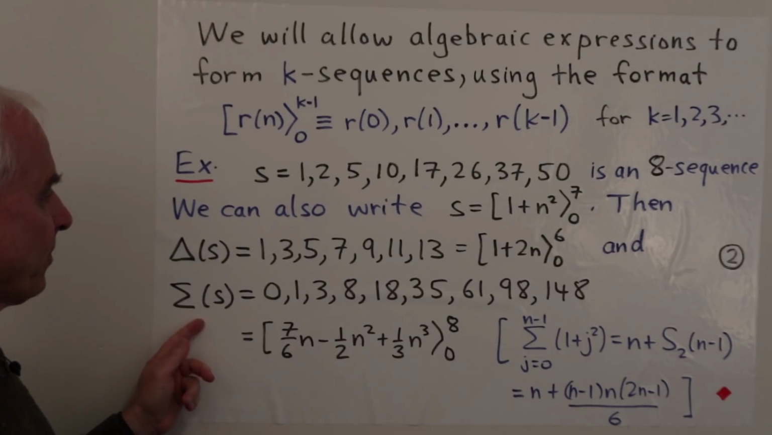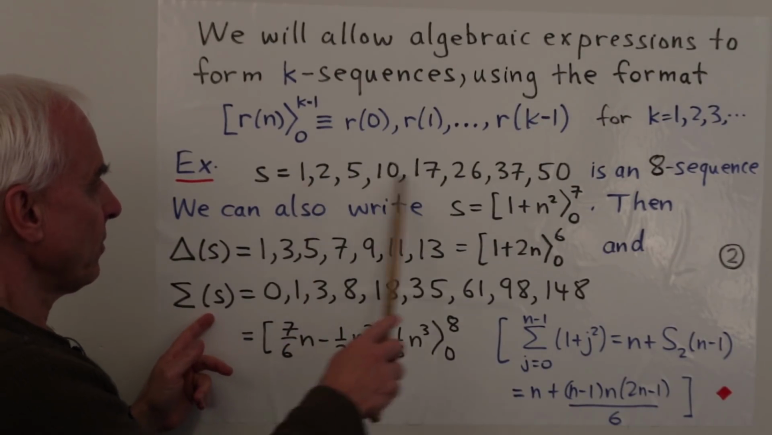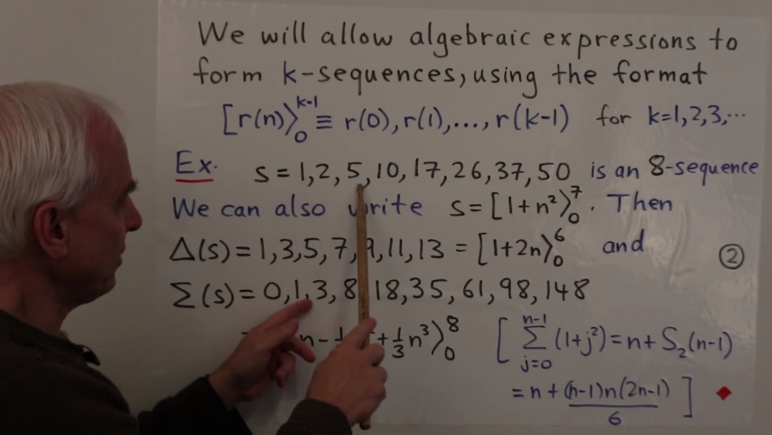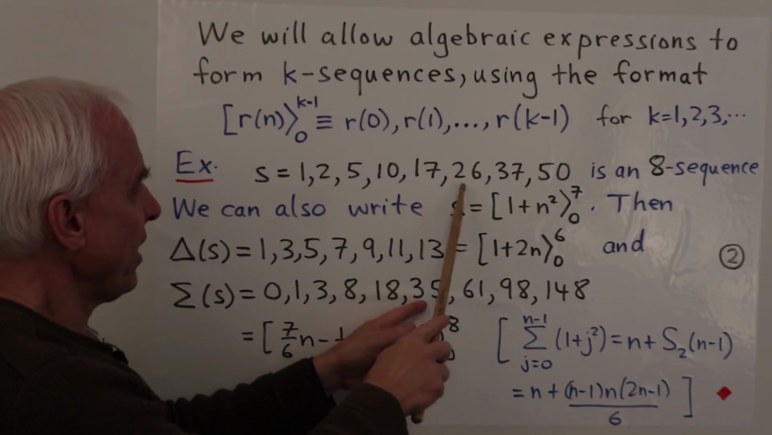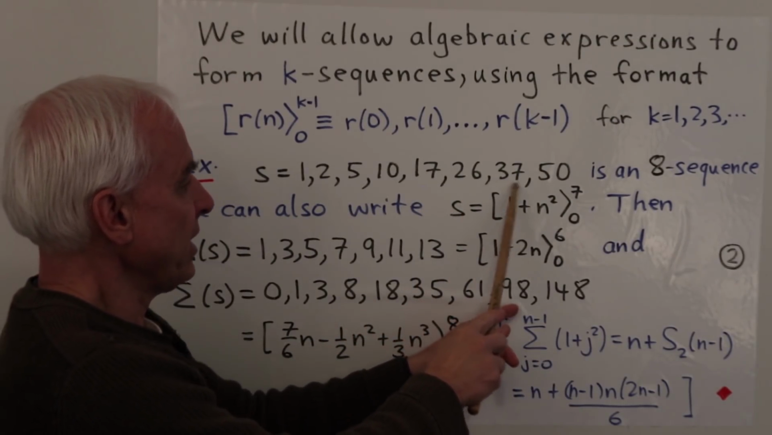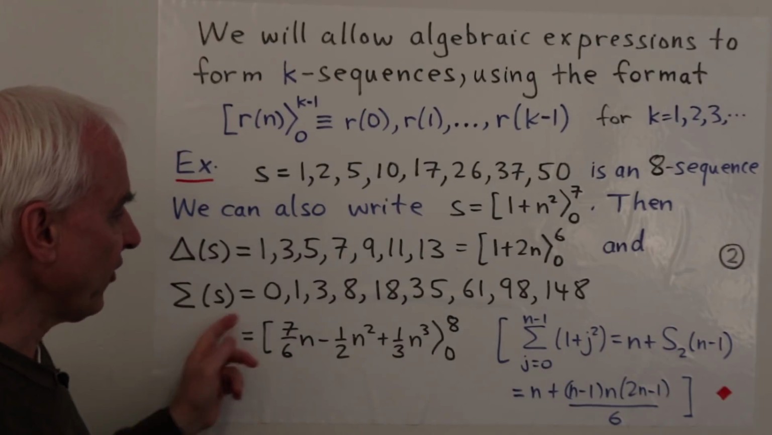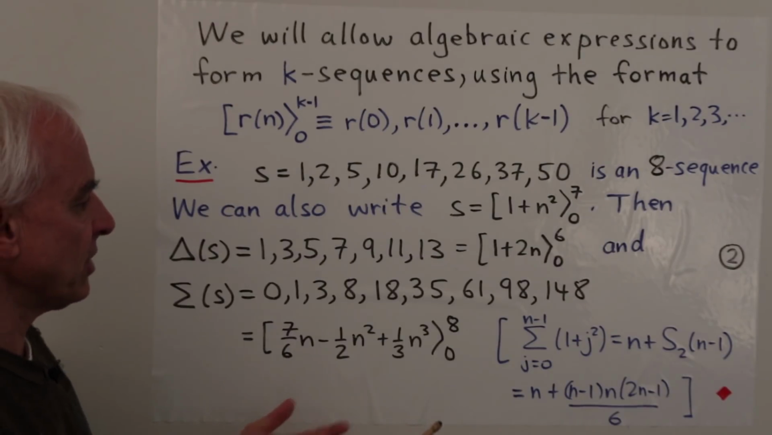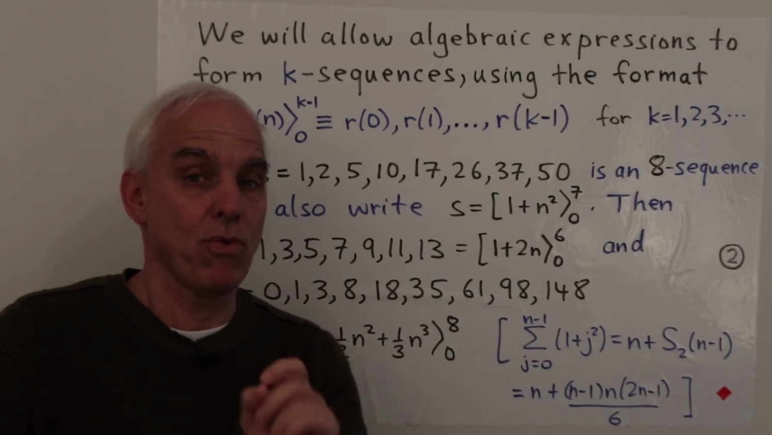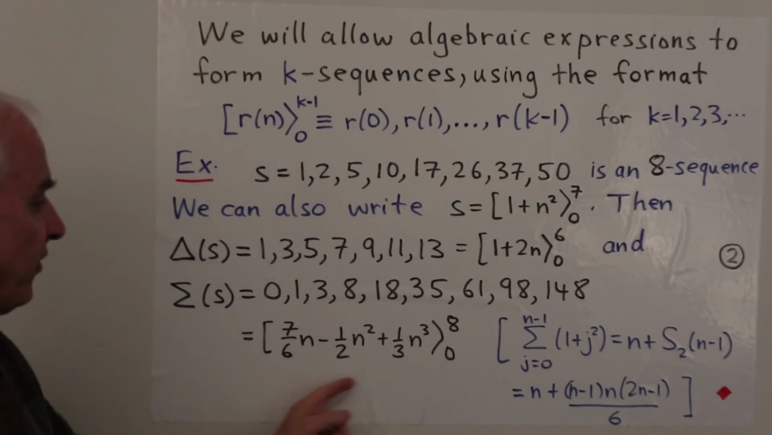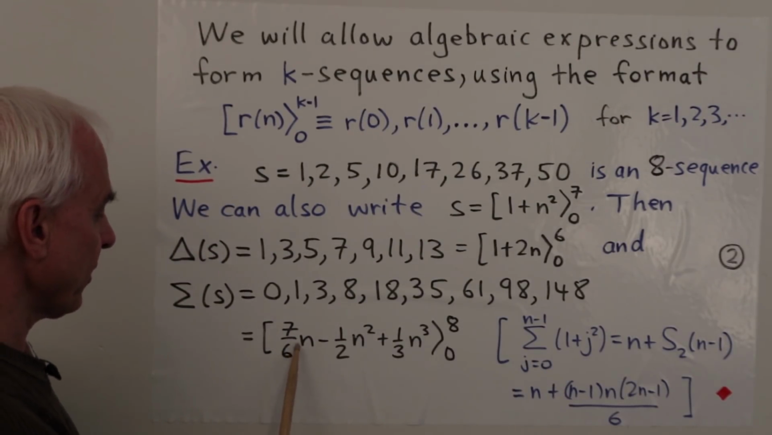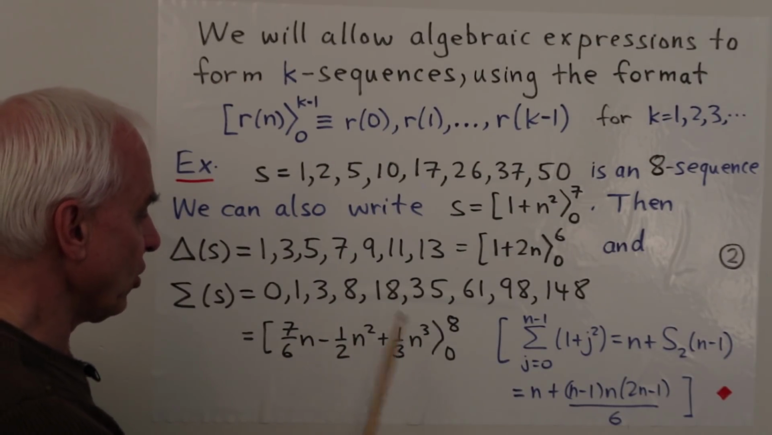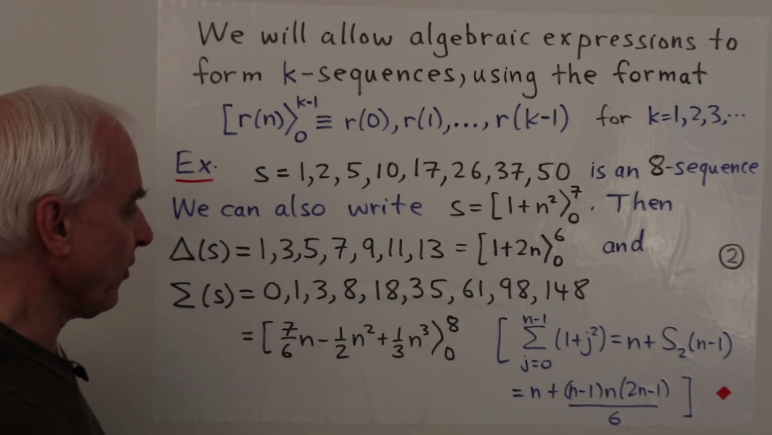What about the summation? The summation of this is 0, and then 1, 3, 5, add is 8, and then 18, and then 35, and then 61, and then 98, and then 148. So this summation sequence can also be obtained in an algebraic fashion, but it's more work. It turns out to be this thing here. This is the sequence, nth term 7/6 n minus 1/2 n squared plus 1/3 n cubed, and it's a sequence that runs from 0 to 8.